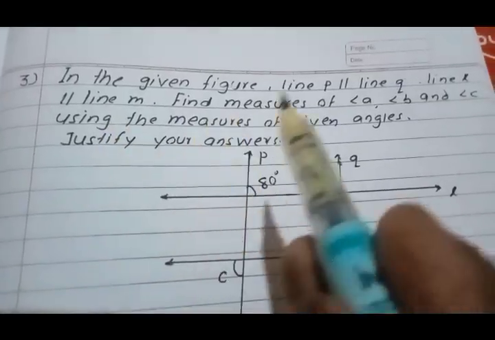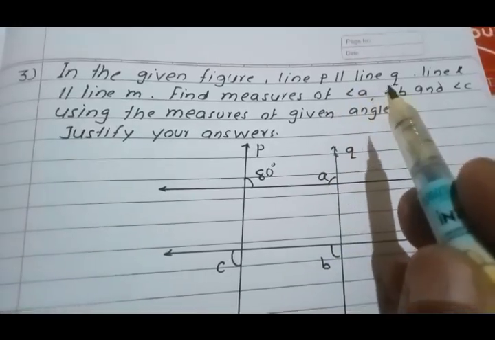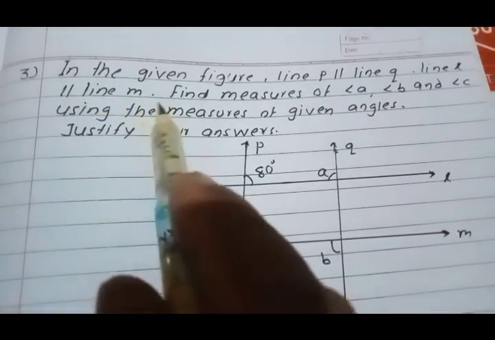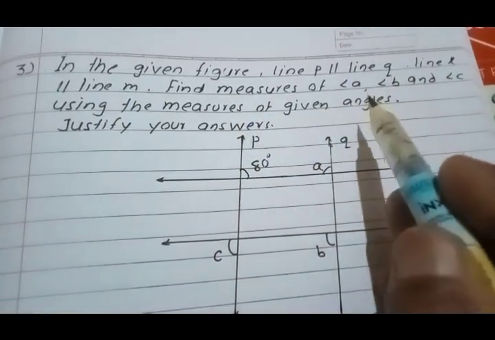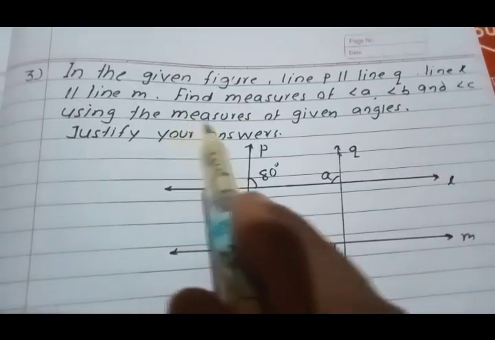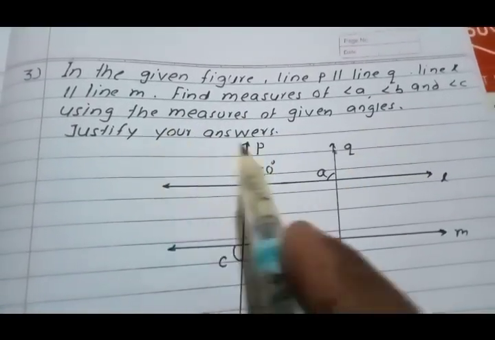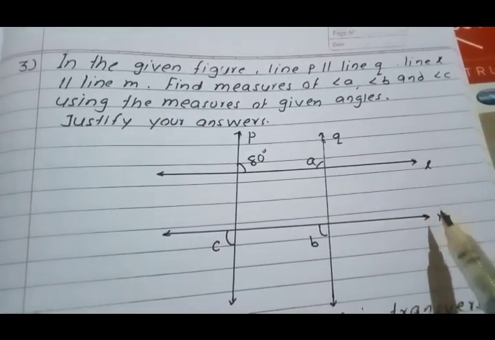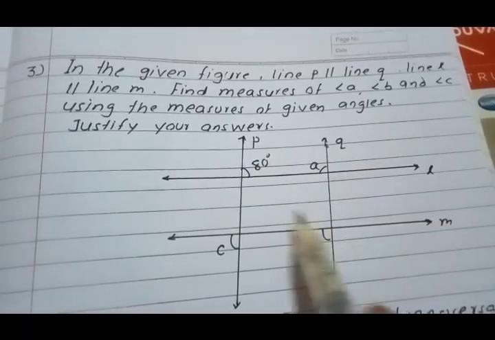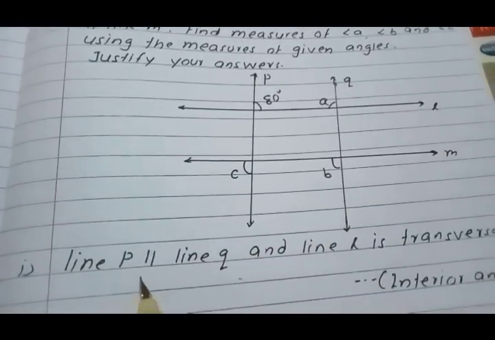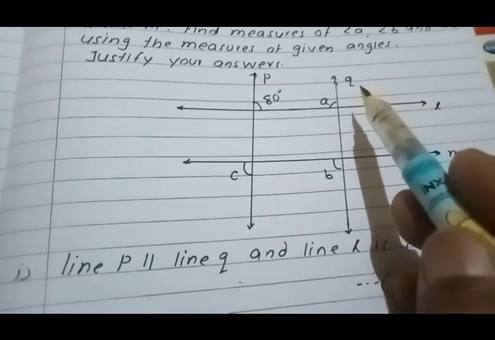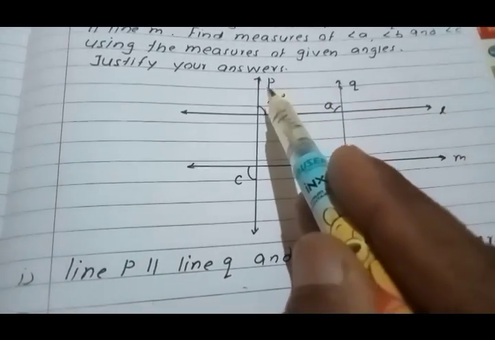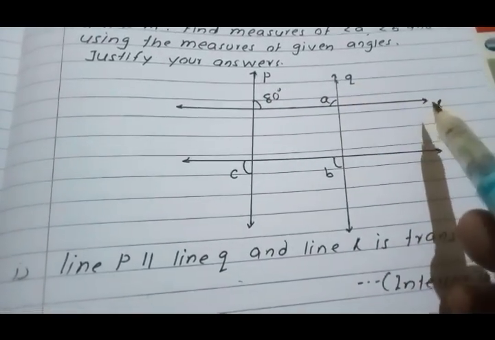Number 3. In the given figure, line P parallel Q, line L parallel M. Find measures of angle A, angle B, angle C using the measures of given angles, justify your answer. This line L parallel M, P and Q are transversal. So here first line P parallel Q and L is a transversal.